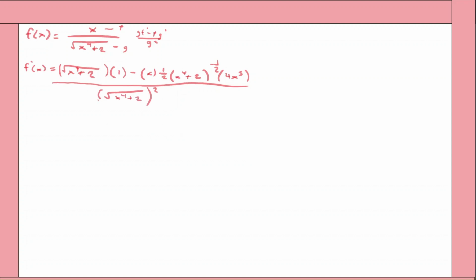So now this is the answer, and just like all quotient rule problems, we just have to simplify it. So knowing that, let's just start simplifying. So 1 times this would really just be root x to the 4th plus 2. And now we just want to rewrite this term as we did before. We want to put this into a fractional form to better understand.